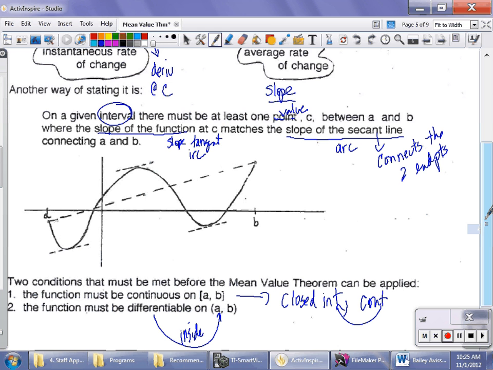So on the graph that you see here, I have a closed and continuous interval. It's starting at A and it's stopping at B. So that's my closed interval, and you can see by looking at the graph that the function is continuous. So the first thing I do is I look at the secant line, which I'm going to dot or trace over in blue.